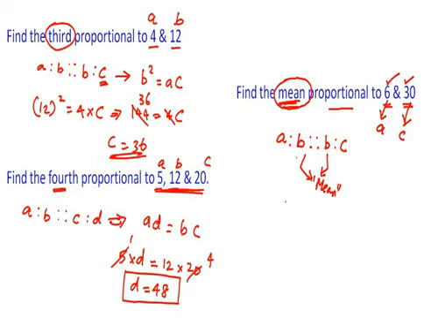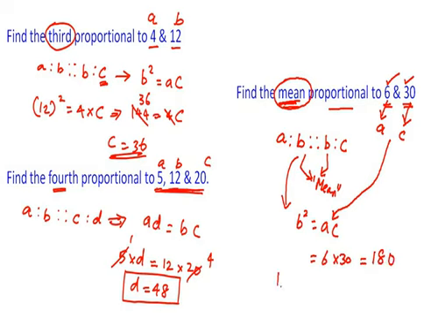So what is the trick behind this concept? B square is equivalent to AC. So substitute the values in the corresponding places. So that is going to give us 6 multiplied by 30. So B square is equivalent to 180. So what is B? Square root of 180, which can be simplified as B is equivalent to 6 square root of 5. So the mean proportional to 6 and 30 is 6 square root of 5.